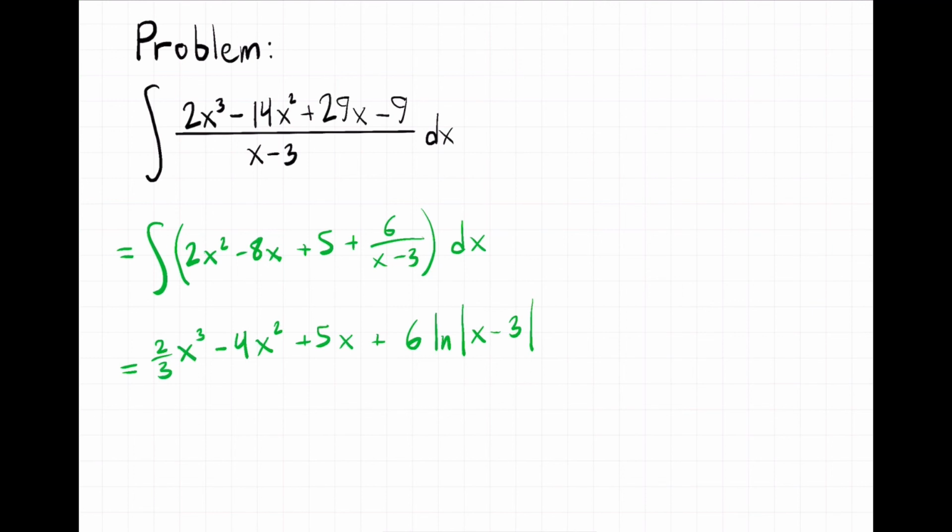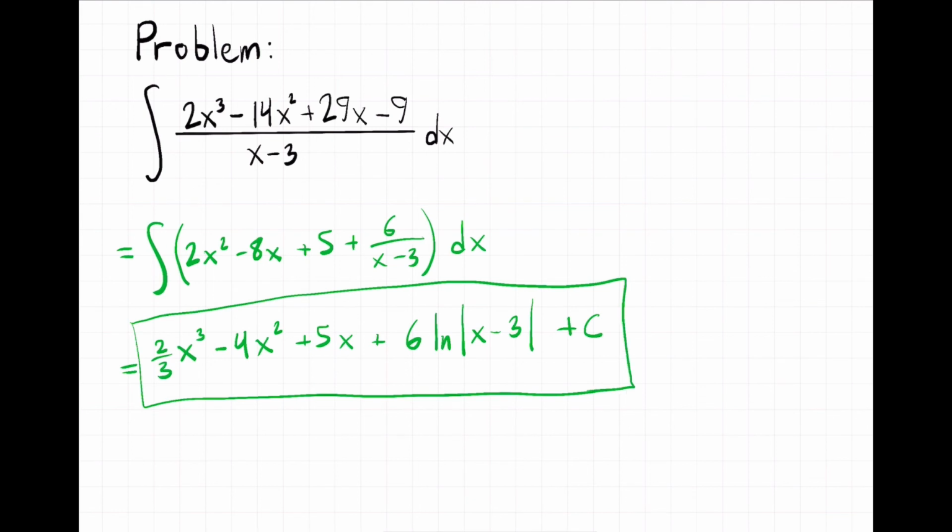And of course, it's an indefinite integral, so we have to add a constant. And we are done. This is the integral of our original rational function. The integral was the easy part, the algebra was the only hard part.